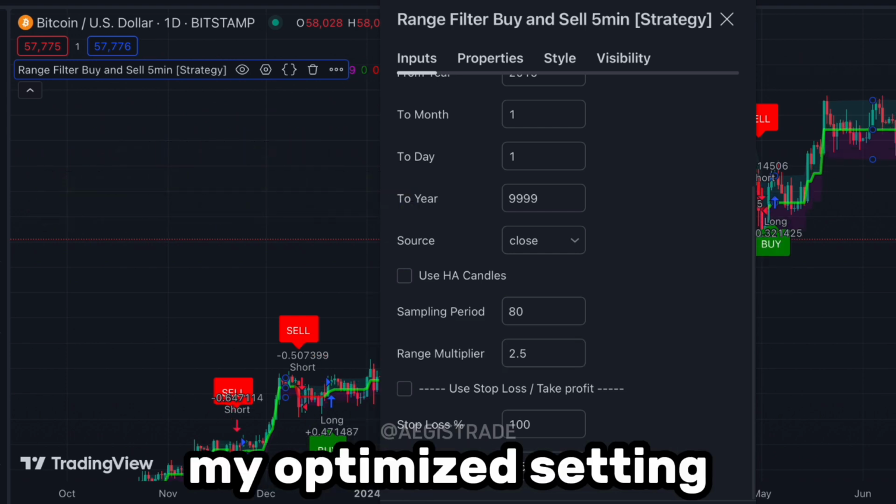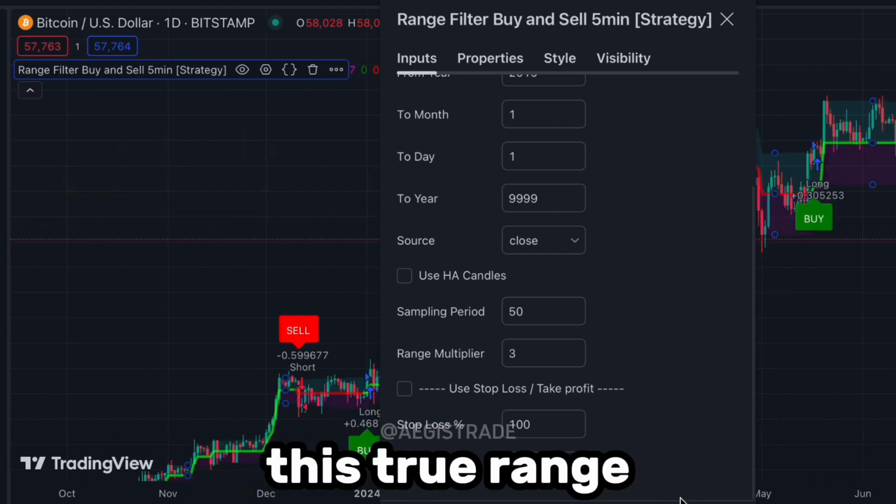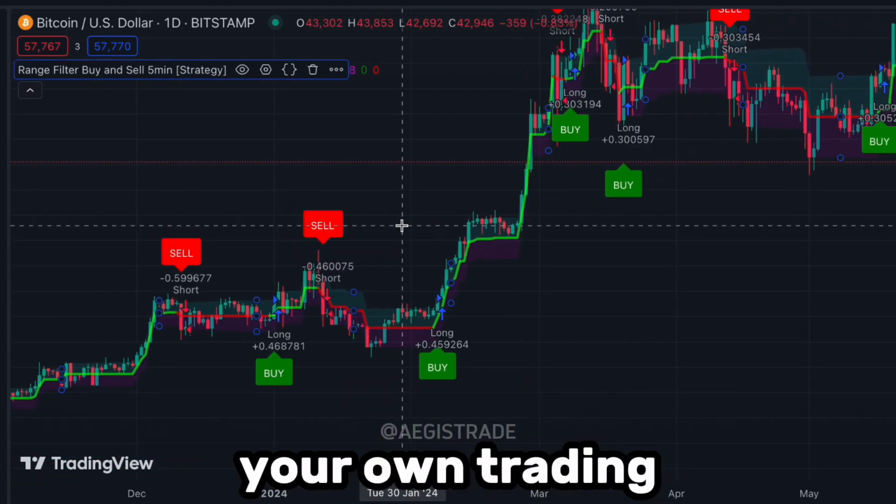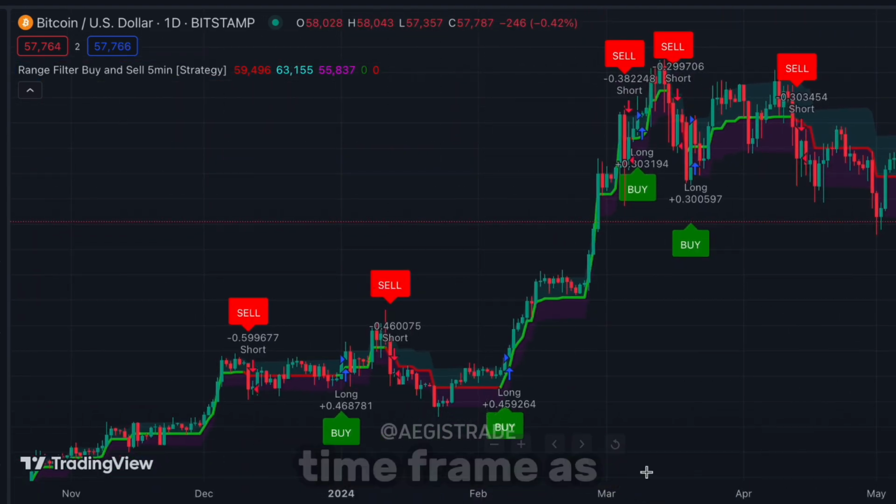Basically, these are my optimized settings for trading this true range multiplier strategy. You can take them as a reference and customize them for your own trading strategy based on your time frame.